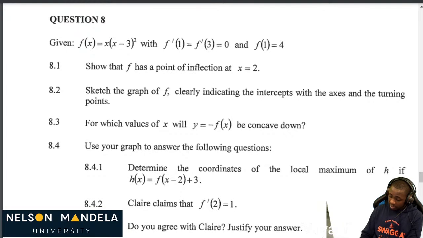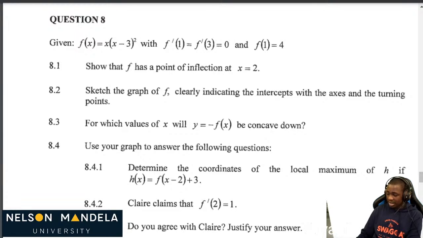So we're going to have x times (x minus 3) all squared is equal to 0. So we know that x will be equal to 0, or (x minus 3) all squared will be equal to 0. Then we're going to end up having x is equal to positive 3. So this is our x-intercept. So we have (0, 0) and (3, 0). Those are our x-intercepts.